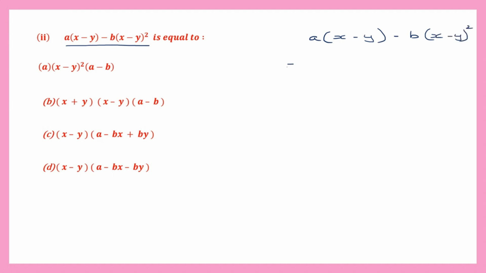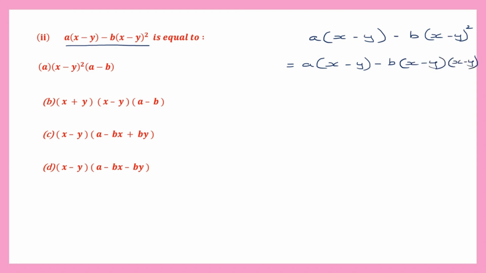So first, let's write the first expression as it is, the first part, then minus b. Now here can you see x minus y is the whole square. That means there are two of this. So this will be x minus y into x minus y if I expand it.